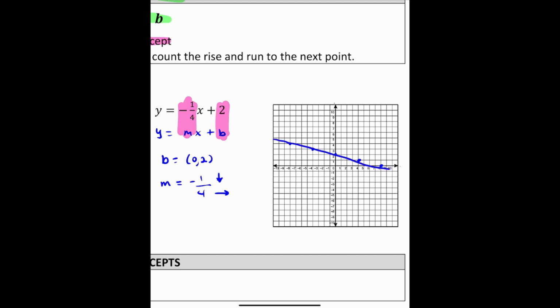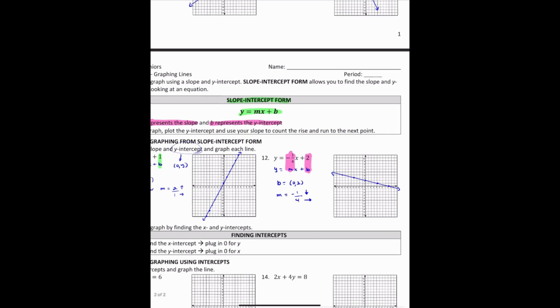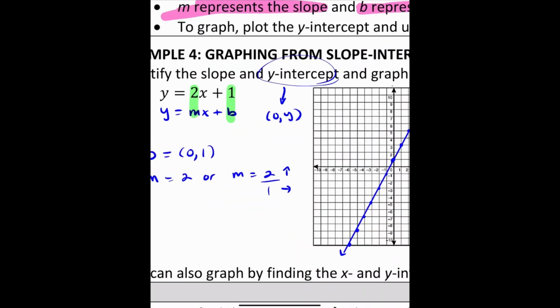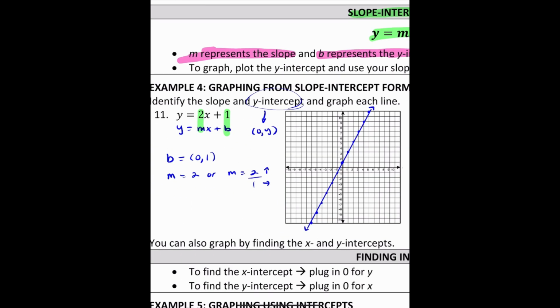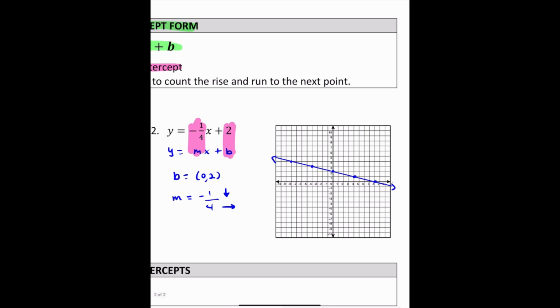I'm pretty content with the points that I have here, so I'm going to draw a line, okay? Notice that since we have a positive slope, the graph is going to go in the positive direction, whereas a negative slope is going to make this graph go in the negative direction, okay?